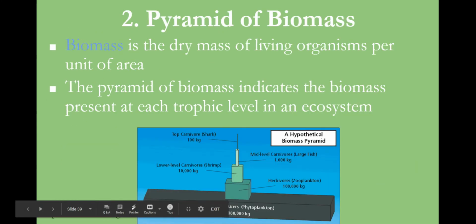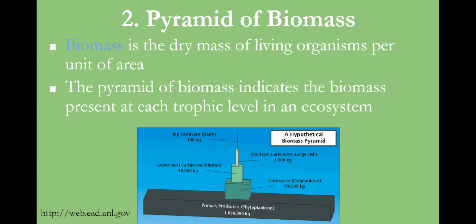Pyramid of biomass. So the biomass is the dry mass of living organisms per unit of area. Typically, we have the biomass that indicates how much is present at each trophic level. So we have the primary producers in this one. This is a hypothetical ocean biomass pyramid.